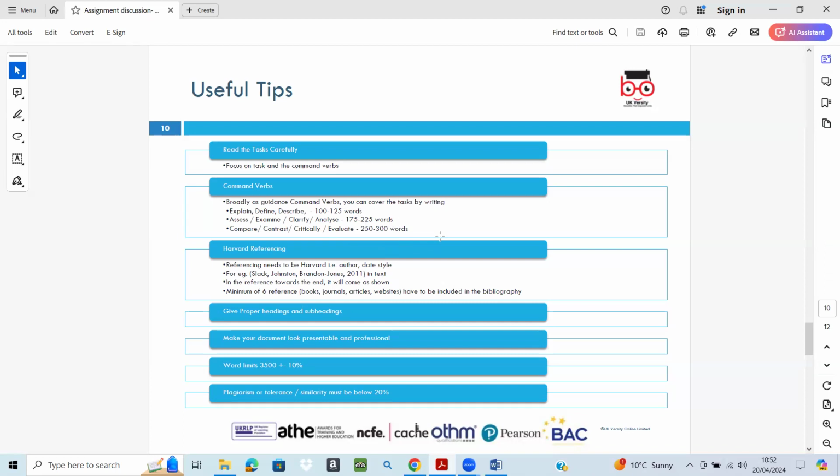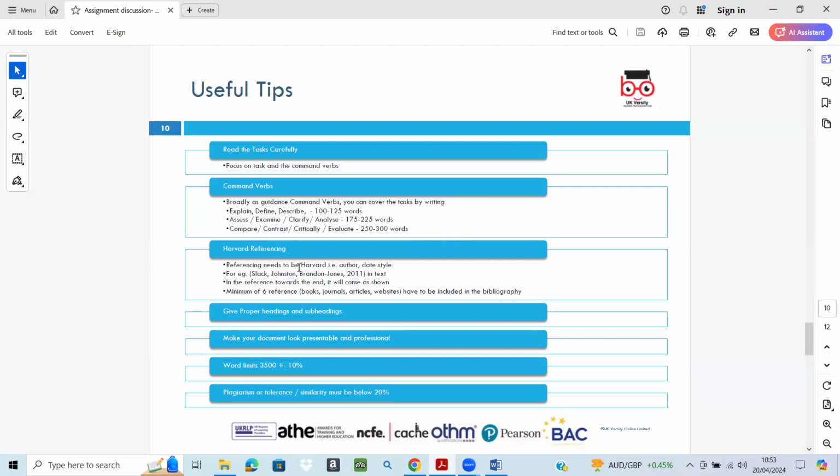We always use the same command verbs in the heading. We won't change it. So always keep in mind that when you are giving a heading for any task, we will use the exact same command verbs as provided in the assignment brief.